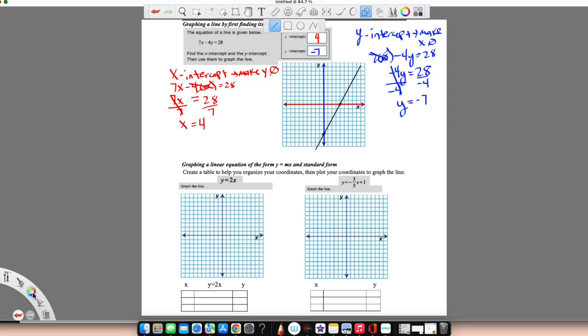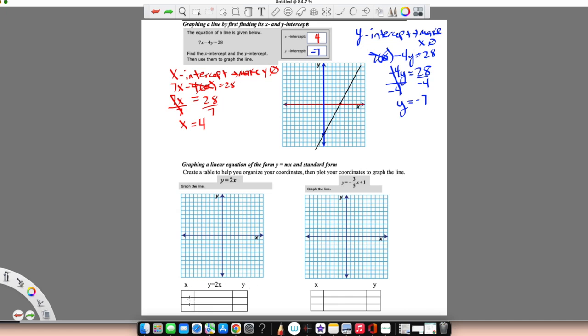Alright. So now we're going to graph a line using a table. So we create a table to help organize your coordinates, and then we're going to plot the coordinates to graph the line. So you can see I've created the tables for you. I did not put the equation on the second one because it was starting to get to the point of students writing it on their own. So this first one, I have x, I have the equation in the middle, and then I have the output. So we're going to input something, plug it in here, see what we get, and then what is our output? What did we get when we plug that in?